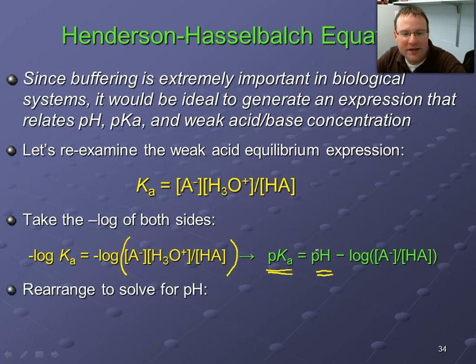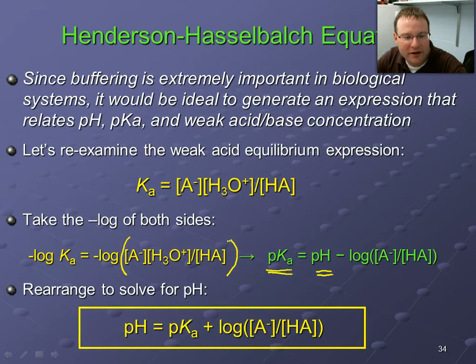But anyways, if we want a nice expression that allows us to quickly solve for the pH of a process under any set of conditions, we can rearrange this equation, and we come up with the final form of the Henderson-Hasselbalch or HH equation, which is pH equals pKa plus log A minus over HA. And this is an awesome, awesome, awesome equation that will be extremely useful to you as we move forward in biochem.